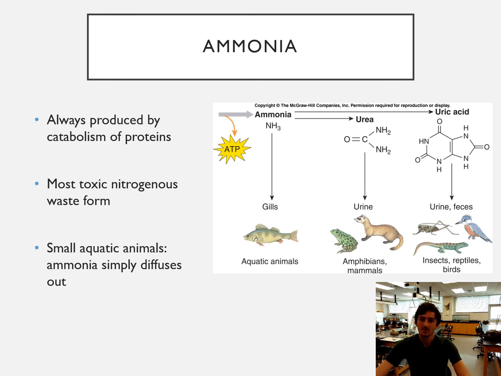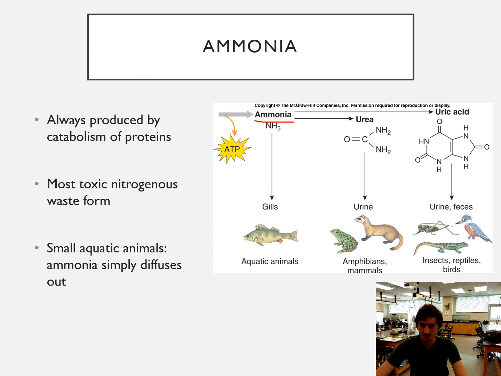So ammonia, like I mentioned, is produced through metabolism. When you burn off ATP, you're using energy, you're building proteins, you're making nucleic acid, you're forming ammonia as a waste product. This is, as I mentioned, the most toxic nitrogenous form. It's extremely basic, and it does a lot of damage to your cells.